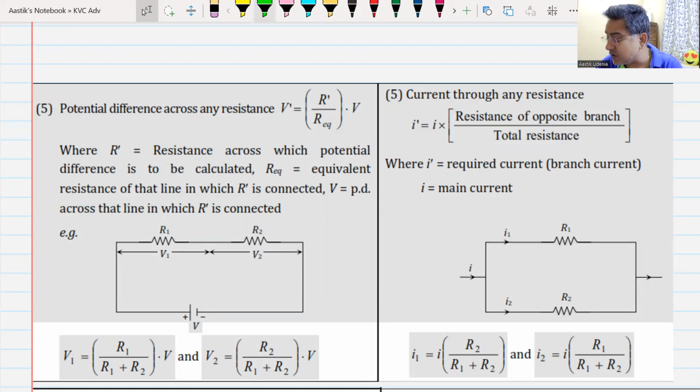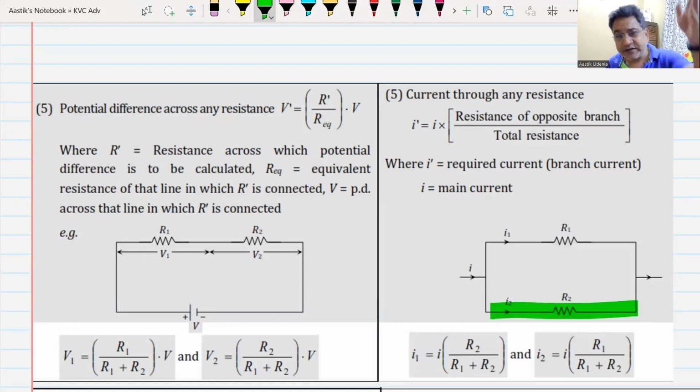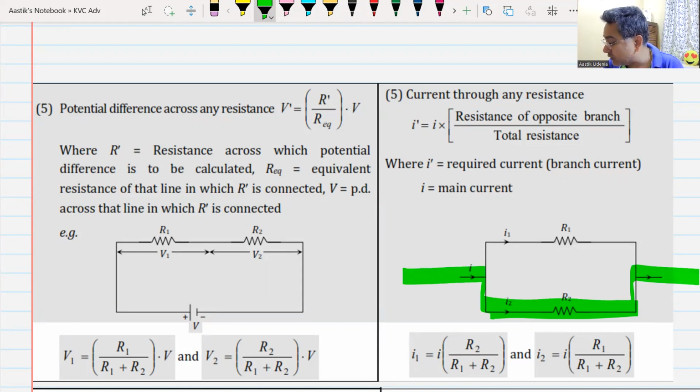Now if in any one of these branches there is no resistance, we call it a short circuit. What will happen to the current? It does not flow through that. So the current will not flow through the upper branch and the entire current will go through the lower branch. Do we understand this? Yes, sir. So current divides in inverse ratio of resistances, and voltage divides in direct ratio of resistances. This is the first thing that you must remember.